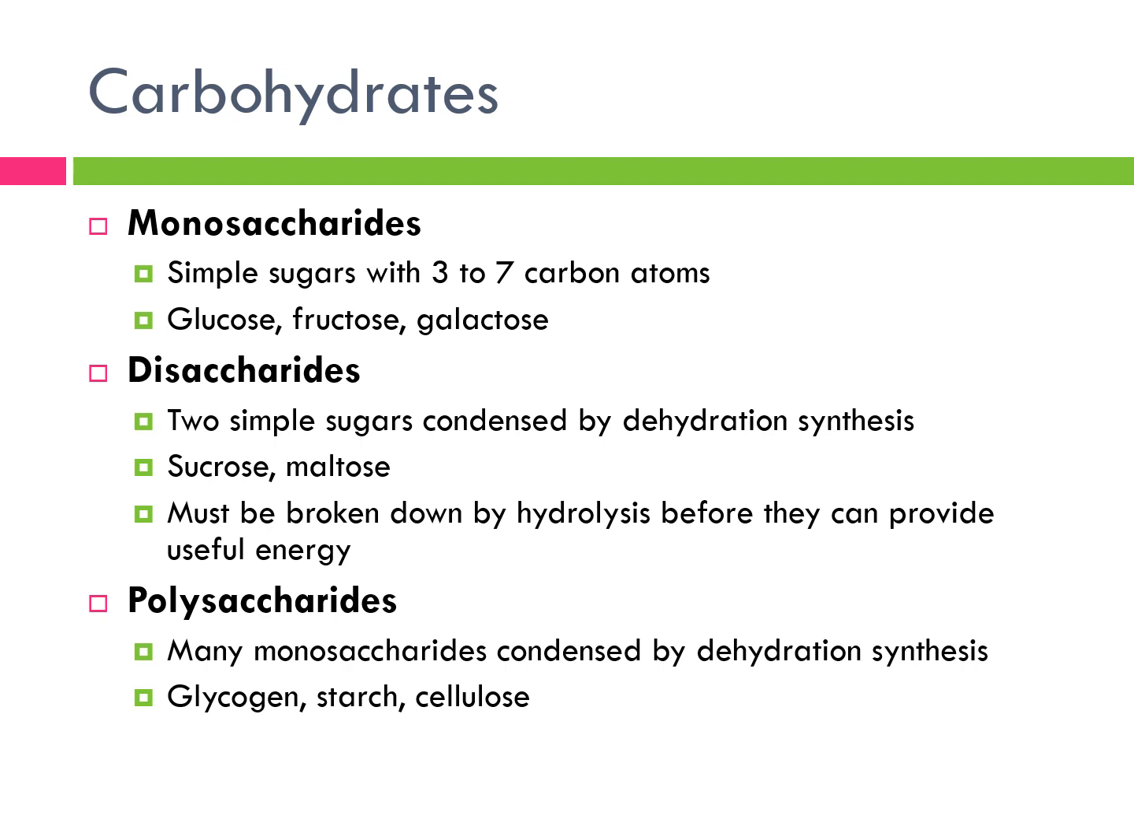Monosaccharides, like we said, are simple sugars with 3 to 7 carbons, like glucose, fructose, and galactose. Disaccharides are 2 simple sugars that are condensed together through dehydration synthesis, producing a molecule of water. Sucrose and maltose are examples of disaccharides.